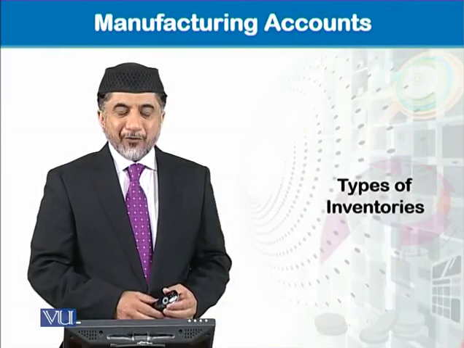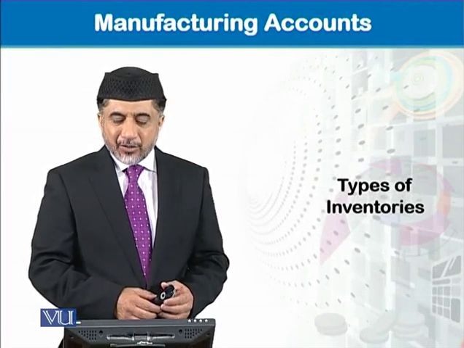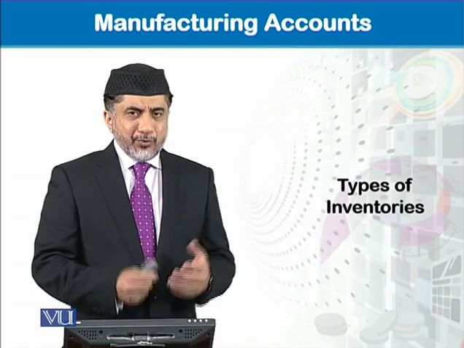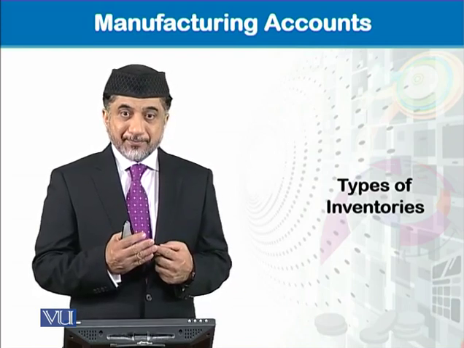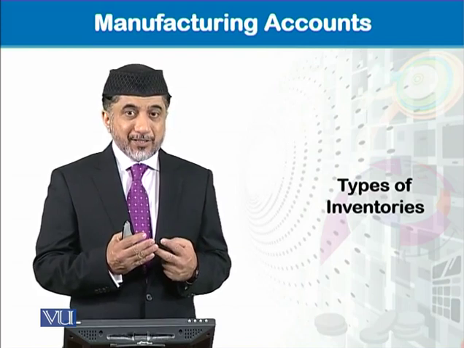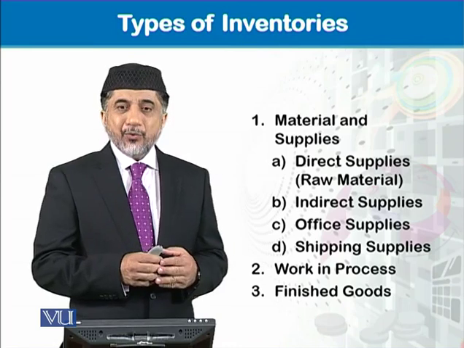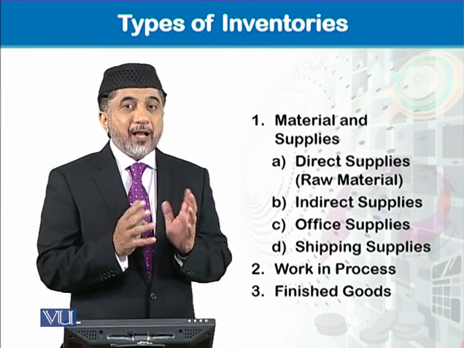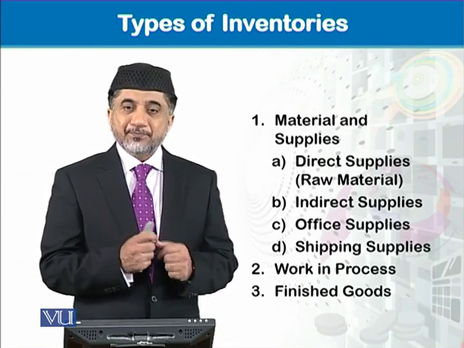We are studying manufacturing accounts, and this module is about types of inventories. We know that there are three types of inventories: material inventory, work in process inventory, and finished goods inventory. When we say material inventory, material and supplies are covered in that material inventory.